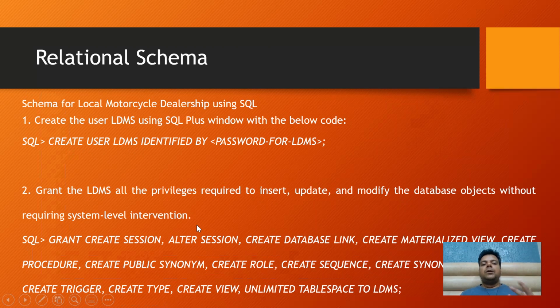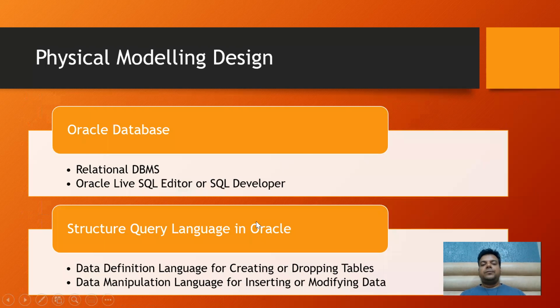And similarly, once a user has been created, the DBA needs to give all the permissions over creating tables, procedures, and SQL functions. So in this way, all the related project data like the tables, procedures, functions, cursors, or anything else are marked under the same schema, that is LDMS, or the user LDMS. So for the physical modeling design, it's basically adding all this SQL syntax and actually creating the tables which can be used in the database.